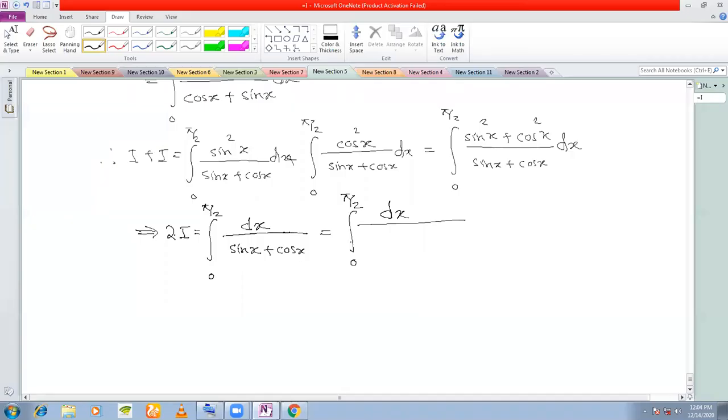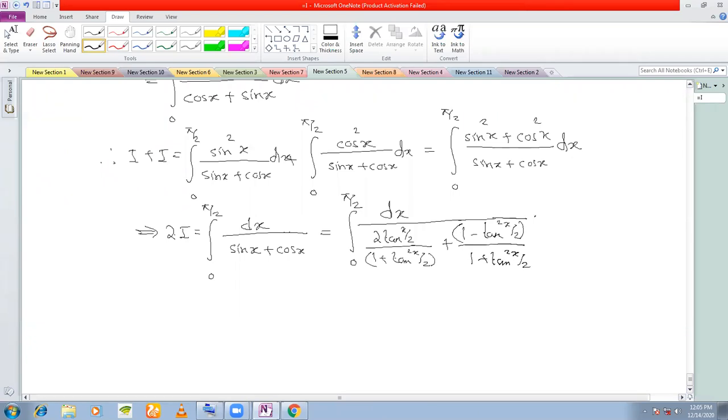Sine x plus cos x. You change it to the half angle formula. Sine x can be written as 2 tan x by 2 by 1 plus tan square x by 2. Do you remember this formula? Sine 2 theta is equal to 2 tan theta by 1 plus tan square theta. And cos x you convert again to the half angle formula, 1 minus tan square x by 2 divided by 1 plus tan square x by 2.